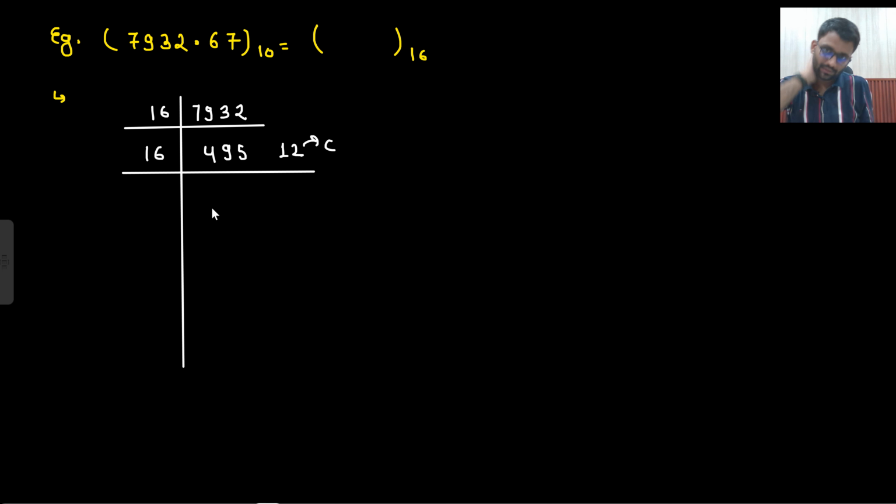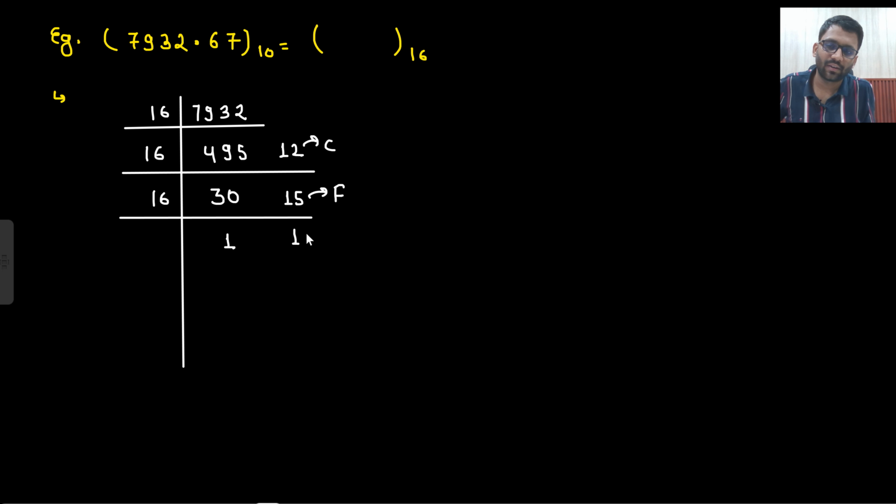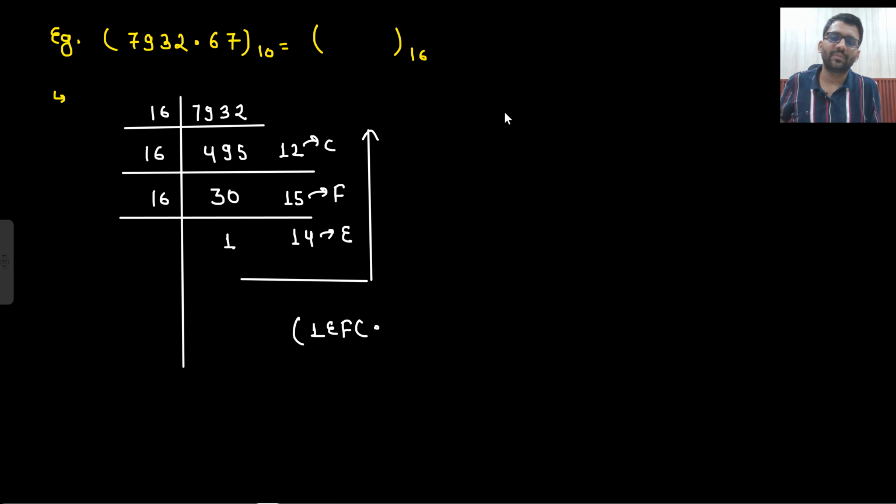16 into 495 is 7920, and you will get 15 here. What is 15? F. And again divide by 16. 16 1 is 16, and here you will get 14. What is 14? E. So if you go from down to up, what number are you getting? 1 E F C. Now the point something will come.